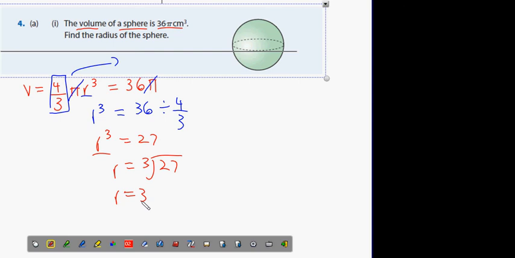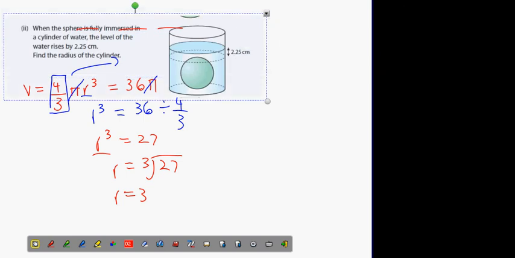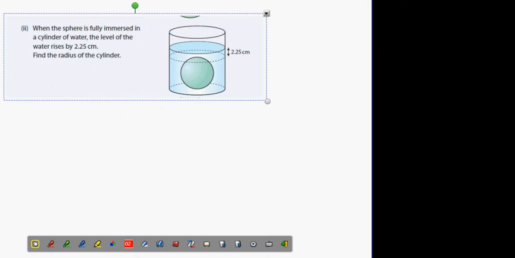Now, 36 pi, right? And the next question is about the cylinder. When the sphere is immersed in the cylinder of water, the level of water rises by 2.25 centimeters. Please remember that this from part 1 is 36 pi. This means the volume of the water that is raised is equal to the volume of the sphere.